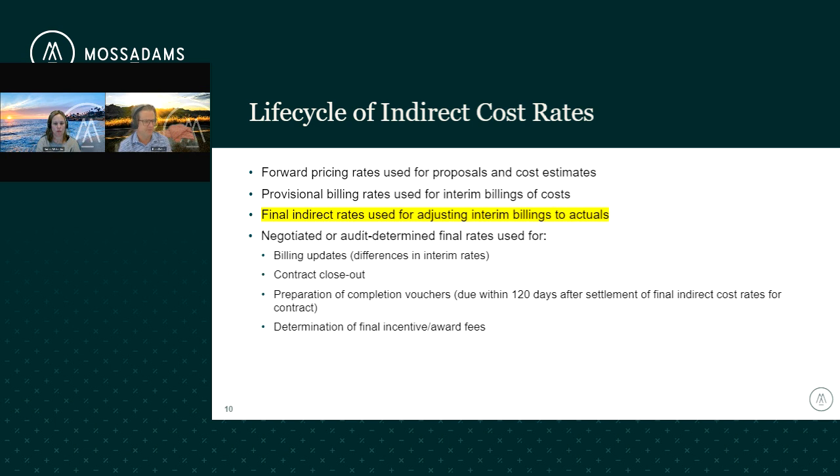So once these rates are finalized, that's really used to ensure all contract costs are recorded correctly, which is particularly important for contract closeouts. So really by focusing on the final indirect rates today, we're going to dive deeper into how the rates impact your financial reporting and contract performance, compliance, especially when adjusting interim billings to reflect actual costs.